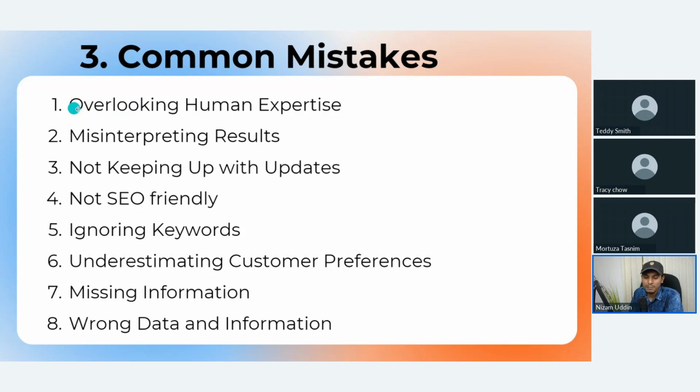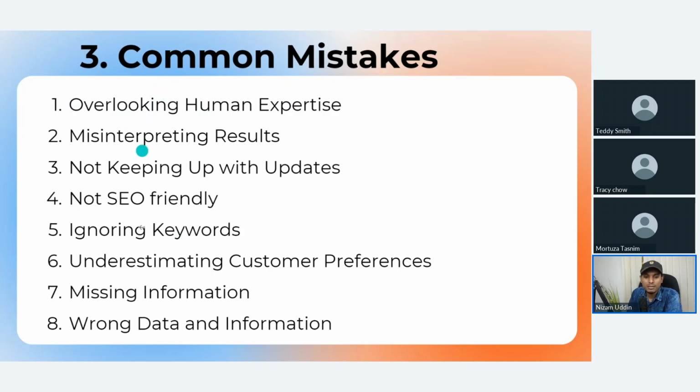Overlooking human expertise is one of the most common problems with AI. When we take things from AI, it overlooks human expertise, and sometimes it misrepresents the result. So the result you find sometimes cannot be accurate, and you need to make sure that you are checking things properly. Sometimes the AI tools do not remain updated, and sometimes the output is not SEO friendly. So when you have a description or a title, you need to check that it is properly SEO friendly and that it includes the keywords you are looking for.